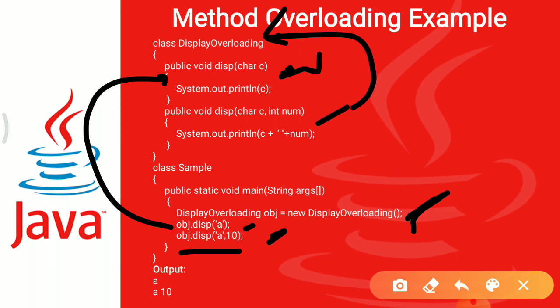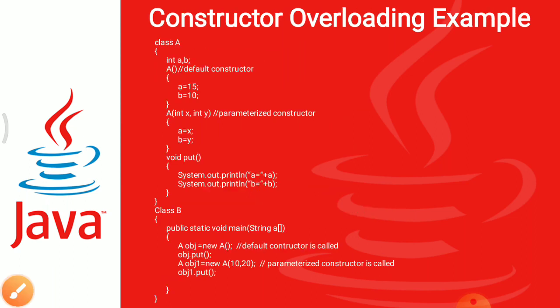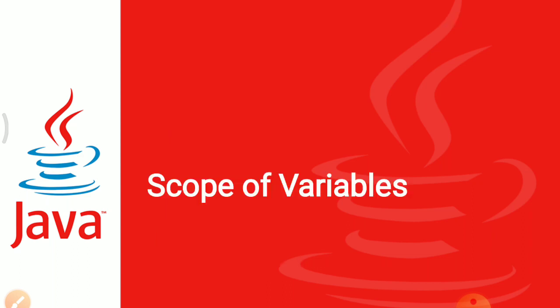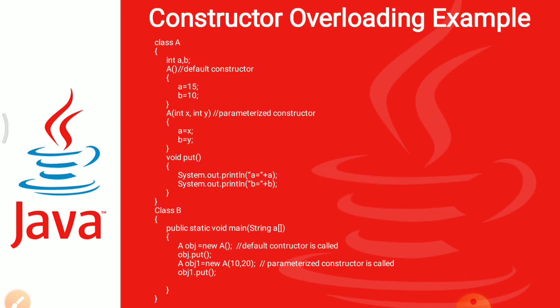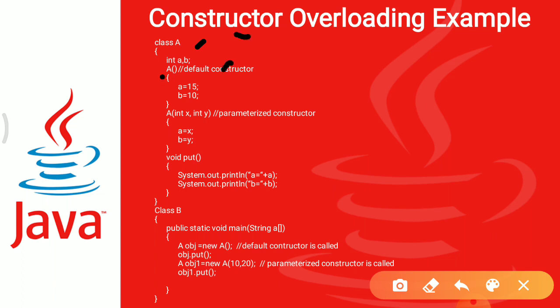Coming to the next part, that is constructor overloading. How will a constructor be overloaded, and how will things be done with the help of this? Just go through the constructor. Integer class A, let me get the first one: integer a, integer b, and a default constructor A that has no parameter. Here, no parameter.